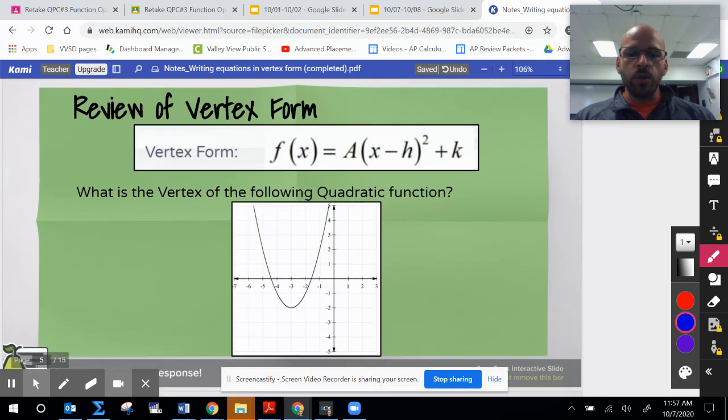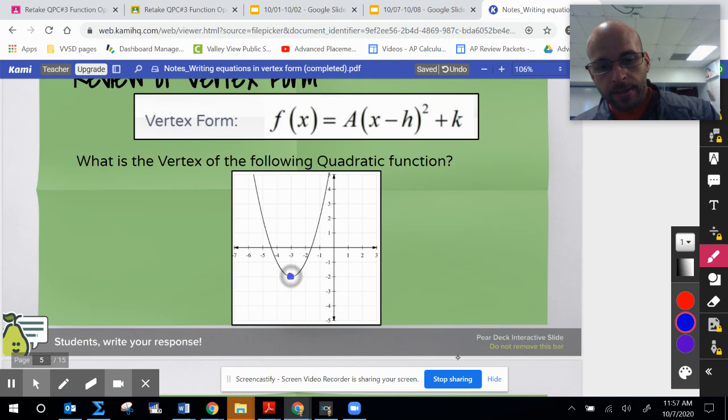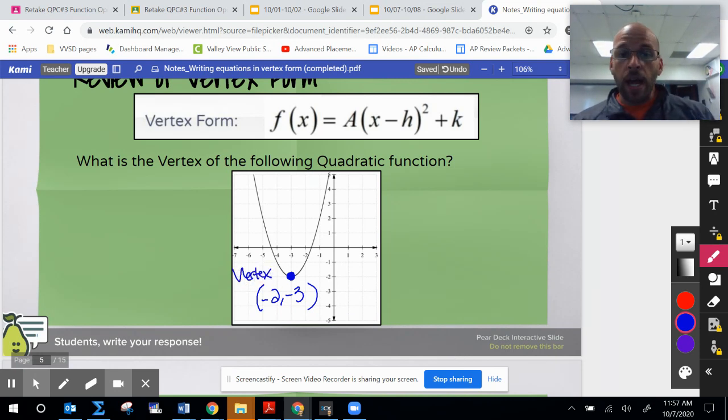All right, what if I were to give you a graph? Can you find the vertex from a graph? Now, the vertex, when given a graph, is where it bends. It's that minimum in this case. It's the absolute minimum. All right? So that vertex is at (-2, -3). So if I give you a graph, you can also identify the location of the vertex.